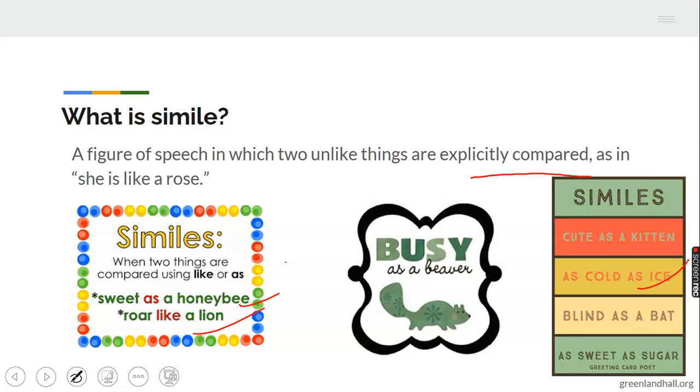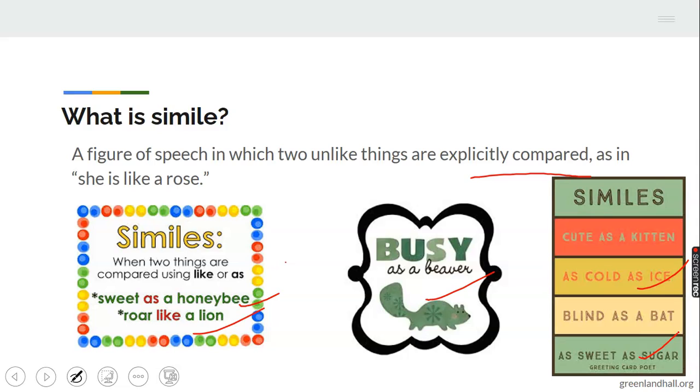Look at this, as busy as a beaver. A beaver is always busy trying to get something. Okay, as sweet as sugar. I'm sure you are familiar with sugar. When I say something is as sweet as sugar, it could be anything. I'll say, I love your letter. Your letter was as sweet as sugar.